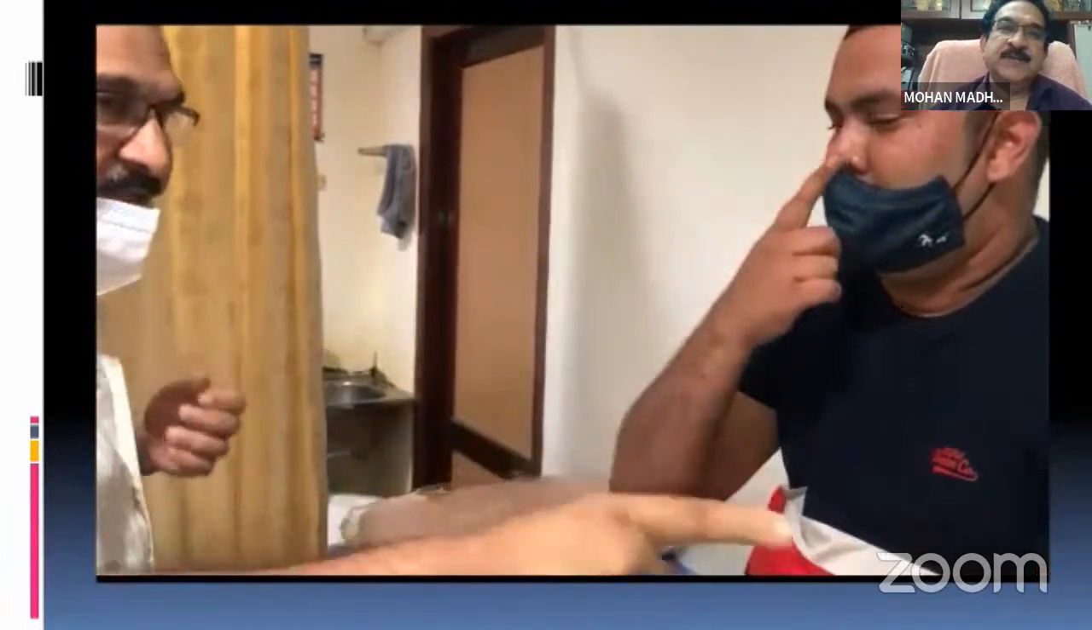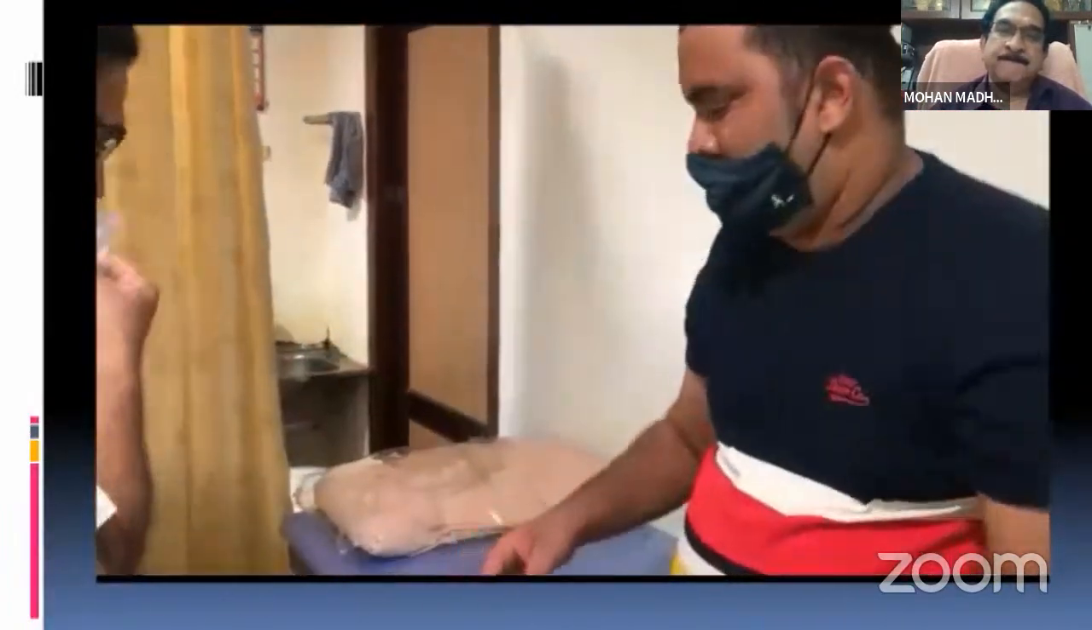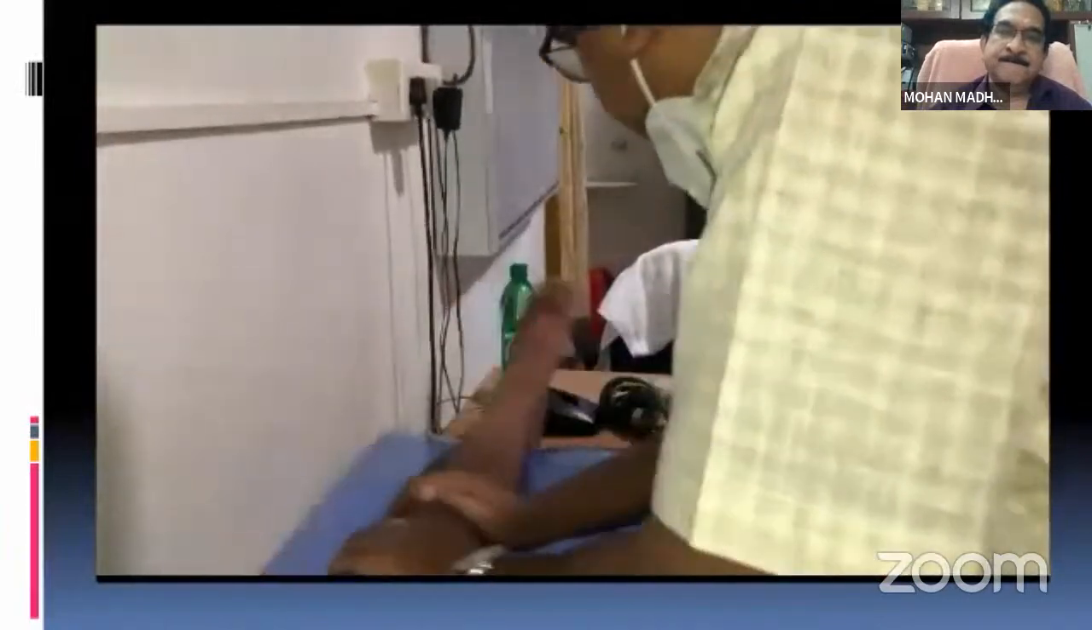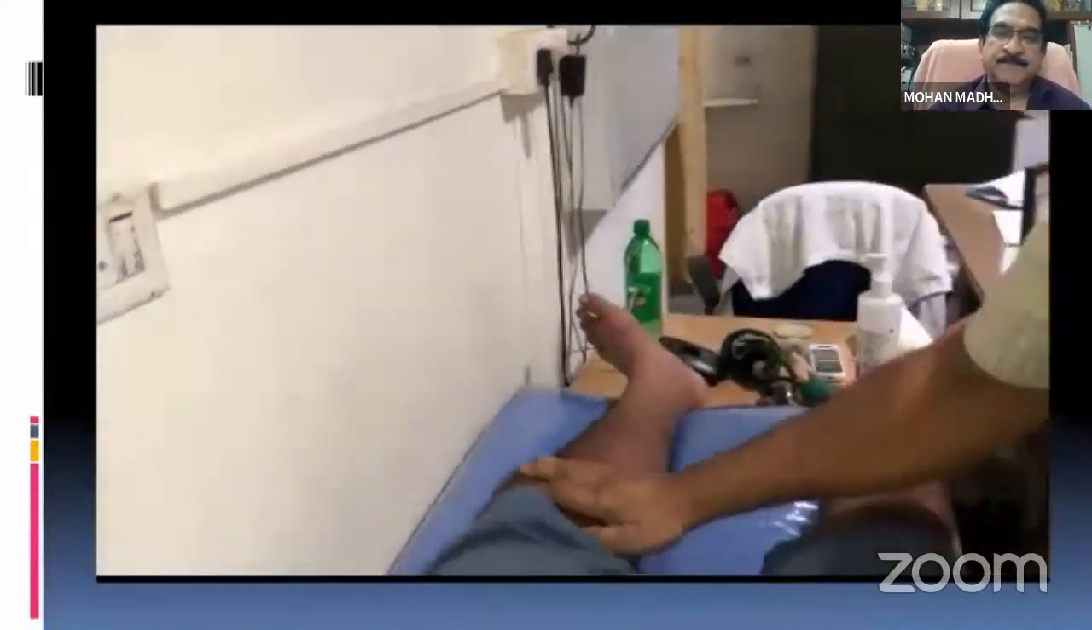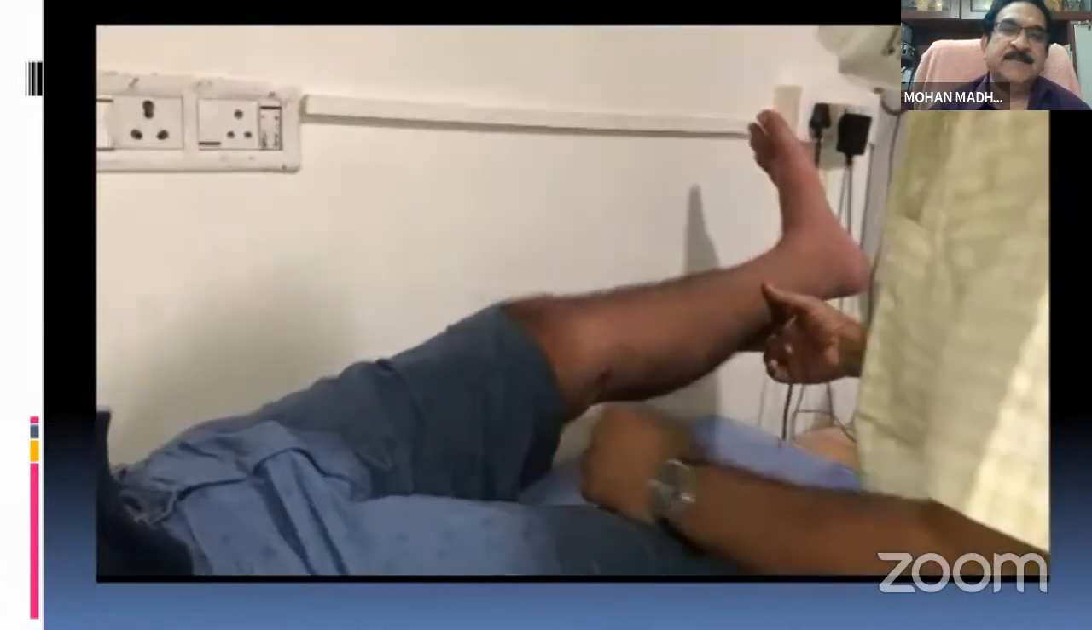Finger-nose coordination is normal. The whole limb tone is not spastic, normal tone. But lying down, power appeared normal. He's complaining of pain in the left thigh. He put it front and back.